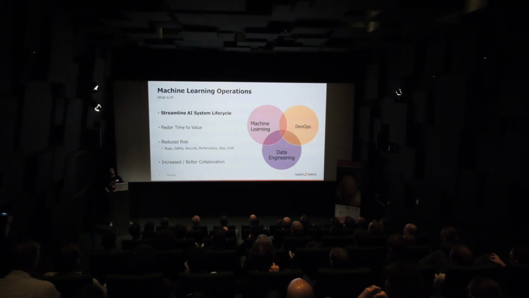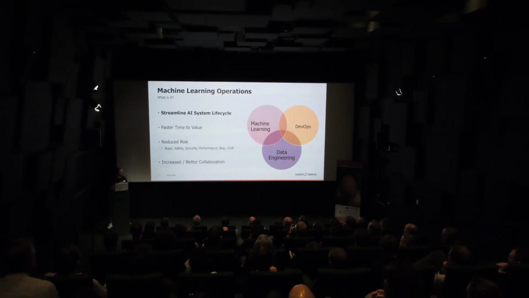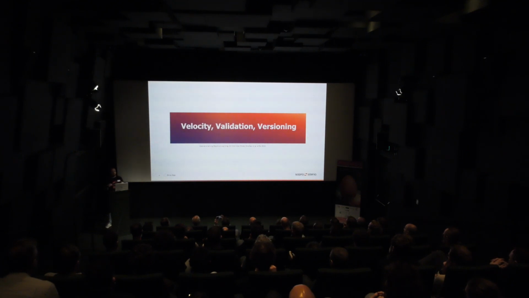Now, you might be wondering, what is machine learning operations exactly? Globally, it's a way of working that attempts to streamline your complete AI system lifecycle from A to Z. If done correctly, it should lead to a faster time to value and reduced risk, and you can think of bugs, safety, security, performance, bias, all kinds of drift. And also, if done holistically, so there are also people elements, team management, team composition, archetypes, etc., it should lead to increased or better collaboration. Today, I'm just going to focus on the developer experience.